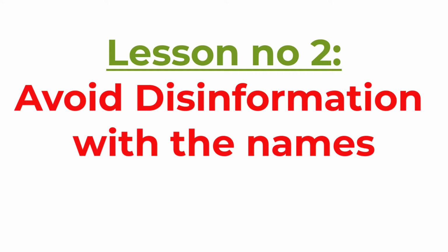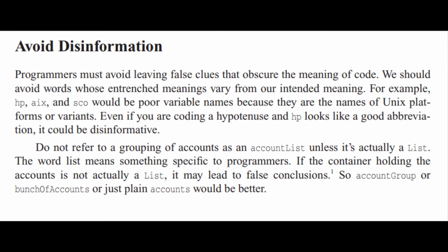I'm moving on to lesson number 2, which is avoid disinformation. We should avoid disinformation with the name of a variable or function or class. We should not try to confuse the programmer with the information provided in the name of the variable. For example, we should not refer to a group of accounts as an accountList in the code unless it is actually a list. If the container holding the accounts is not actually a list, it may lead to false conclusions. So accountGroup or bunchOfAccounts or just plain accounts would be better.